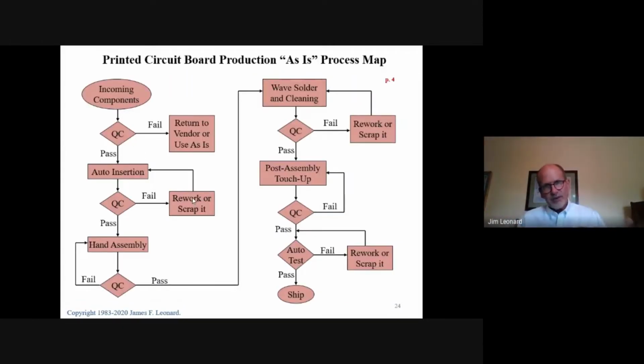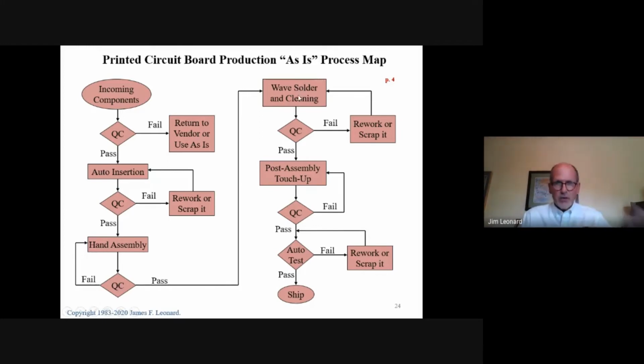Here is an overview as-is process map at a client. Their process improvement project was to improve shipping performance. So they just started out with an overview process map. Okay, we get incoming components, followed by QC inspection. If it fails, we send it back to the vendor, or we get a deviation to use as is. If it passes, we go on to an auto insert operation, followed by QC inspection. If it fails, we rework or scrap it. If it passes, on to hand assembly, followed by QC inspection. If it fails, we send it back to hand assembly.